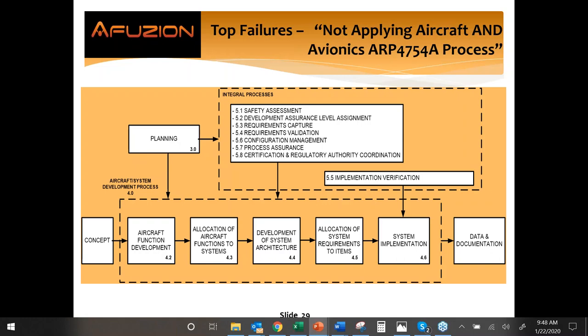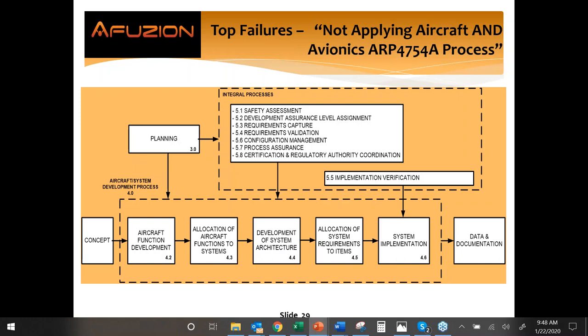And then on your left on the bottom, you've got a concept. Now this is different for Boeing, Embraer, Airbus. Many of you are working eVTOL, urban mobility. What's the concept of your operation? Then have you defined all of the aircraft functions? Have you allocated those aircraft functions to systems according to section 4.3 of 4754A? And then did you develop the system architecture, allocating requirements to the item? Item is hardware 254, software 178. Did you implement the system and then documentation, along with continuous implementation verification?